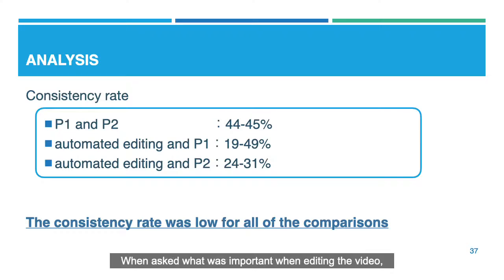When asked what was important when editing the video, P1 said, to include funny remarks and interesting conversations, while P2 said, to understand the flow of the trip. One possible reason for the low correlation between the manually and automatically edited videos is that they have different focuses and different strengths and weaknesses.